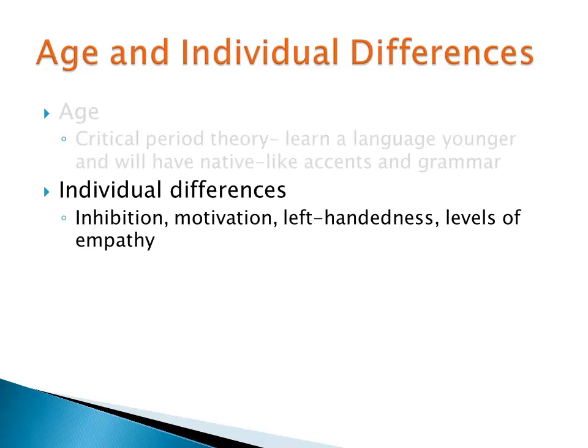Individual differences. When examining individual differences among second language learners, teachers and tutors need to ask themselves the following question. If a learner has this particular quality, how does it make him or her better or worse at second language acquisition? There's a huge range of personal qualities one can consider: inhibition, motivation, left-handedness, levels of empathy, etc.